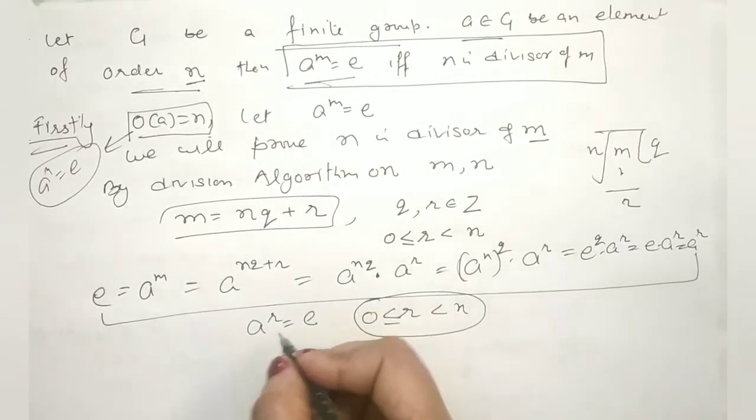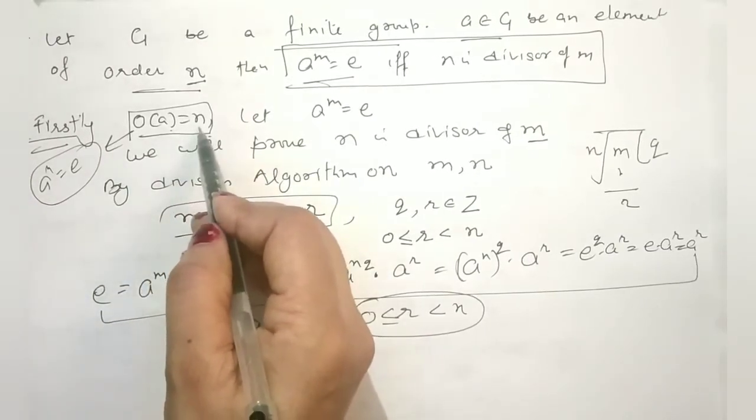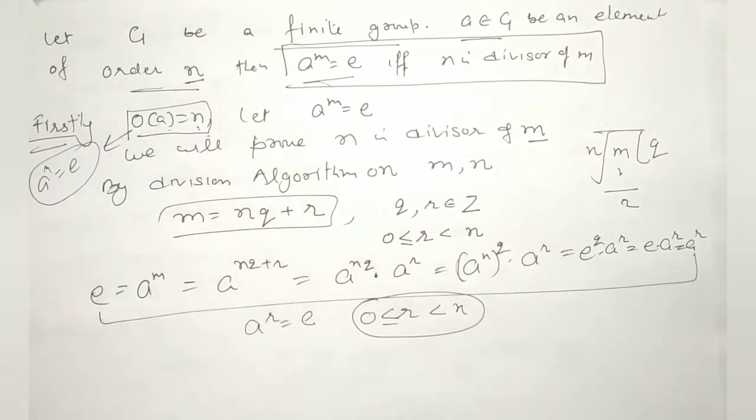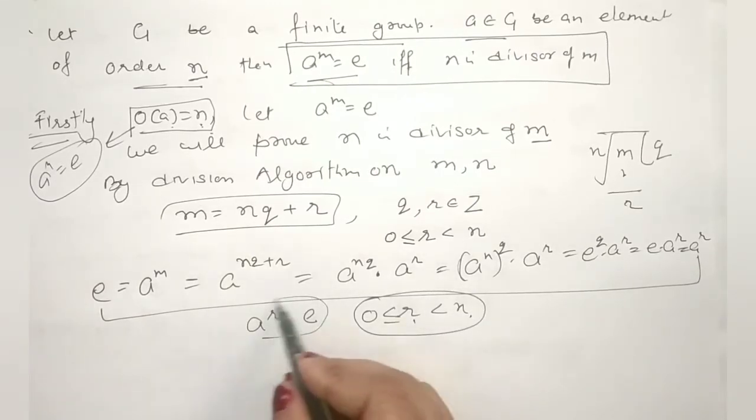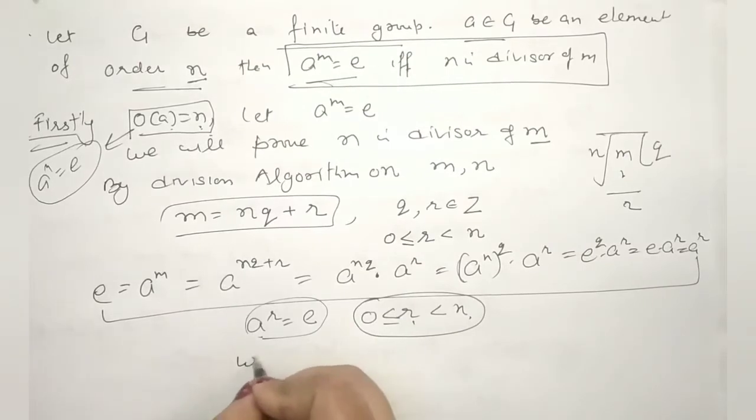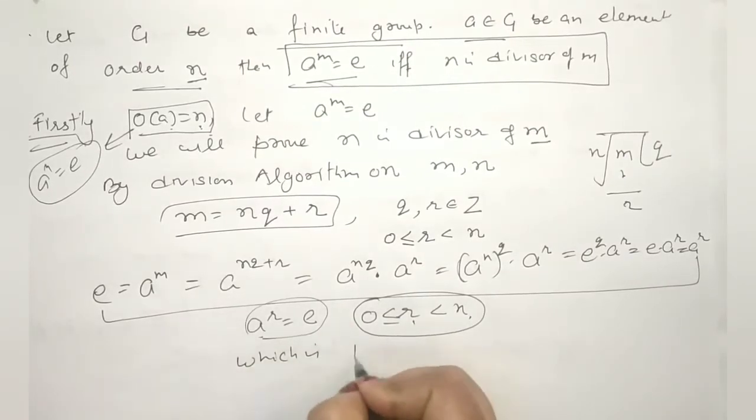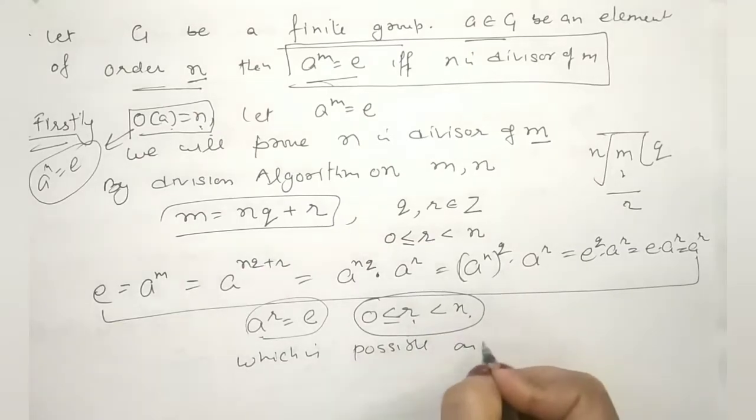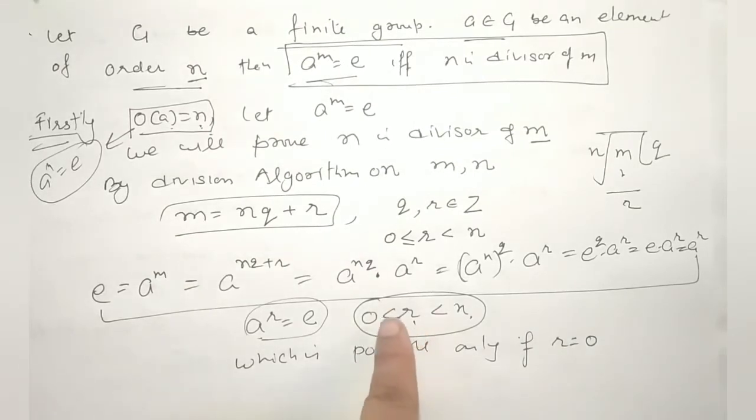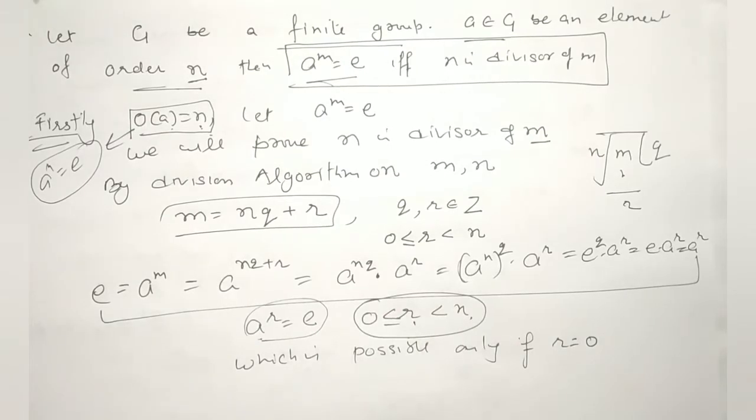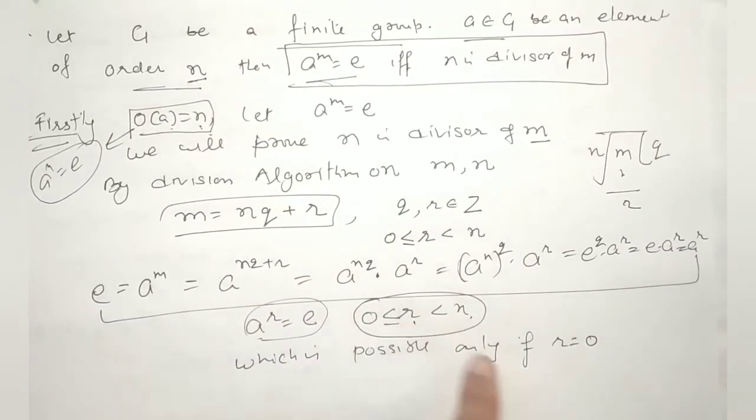So is it possible? Because the order of A is given to be n, the least positive integer which makes A identity is n. But here we get r, which is less than n, and it is making A identity. That means it is a contradiction, which is possible only if r is 0, because there is no other possibility for r lying between 0 and n. Otherwise the order of A would be r, not n. So the order of A is n, and r is a number less than n, so r must be 0.